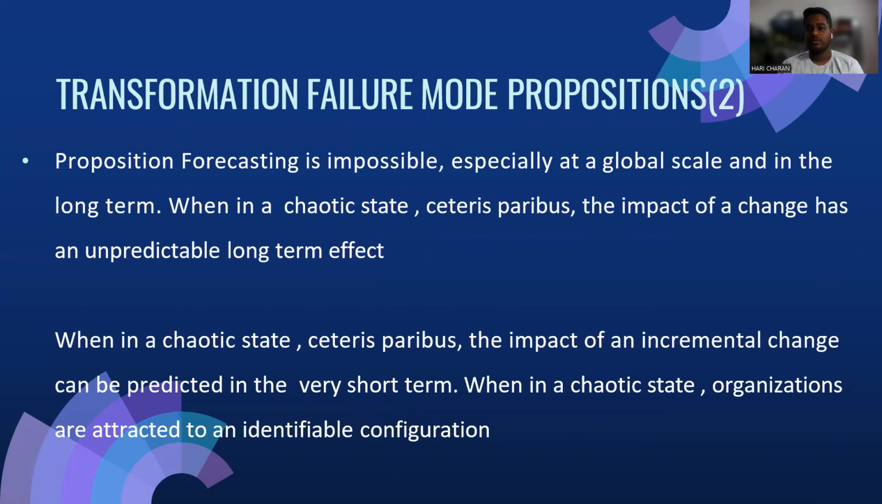So especially at the global scale in the long term, when it is in the chaotic state, the impact of change is unpredictable. So in the long term, it may lead to long-term effects. So we cannot forecast in a selective project or anything like that. When it comes to the chaotic state, the impact of incremental change can be predicted only within a very short time, not in the long term. So in the chaotic state, organizations are attracted to an identical configuration.